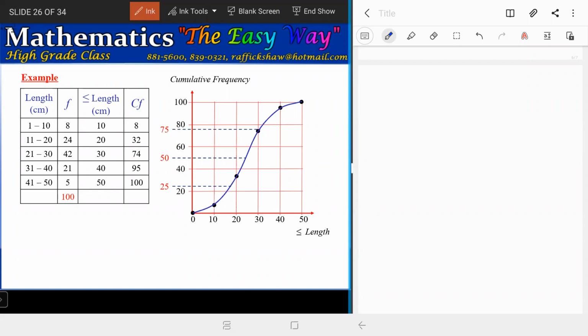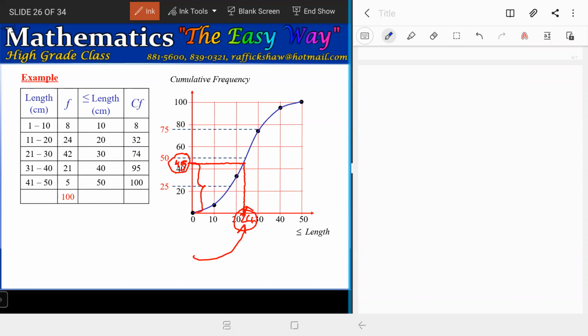So I can come and find 45 right here. I go across on the graph and I read it down, and I get that measurement, which looks like maybe around 24. So approximately, the 45th leaf is 24 centimeters long. Put another way, 45 leaves measure less than or equal to 24 centimeters. The 45 leaves down here, all of them measure less than or equal to 24 centimeters.